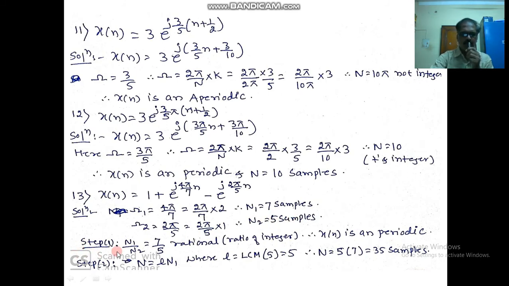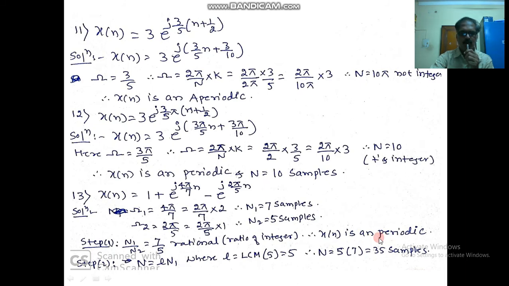Now go for step 1. Take the ratio N1 by N2. If I have another N3, N1 by N3, if I have another N4, N1 by N4, and so on. Here there are only two N values, N1 and N2. Take the ratio N1 by N2, which is 7 by 5. Hence it is a ratio of integers, called rational. If the ratio of integers is rational, then the given signal is a periodic signal.